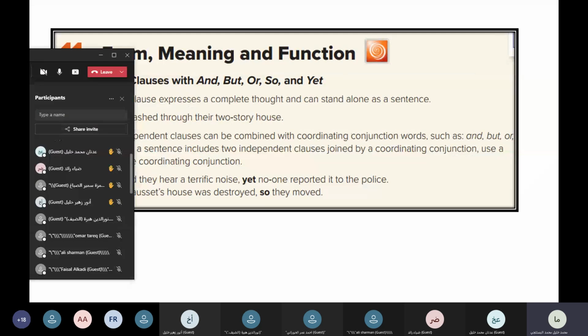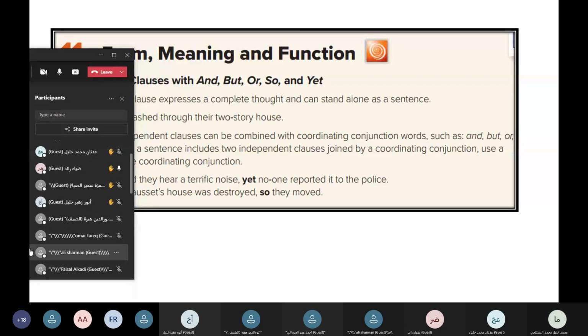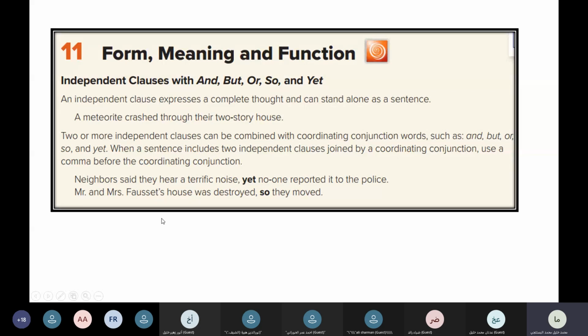Who can read, please? Who can read the explanation? Hamza, read. Read the instructions and the explanations. Where are you, Hamza? I'm here. Yes, please. Read. Please raise your voice, please. Okay. Independent clauses with and, but, or, so, and yet. An independent clause expresses a complete thought and can stand alone as a sentence.